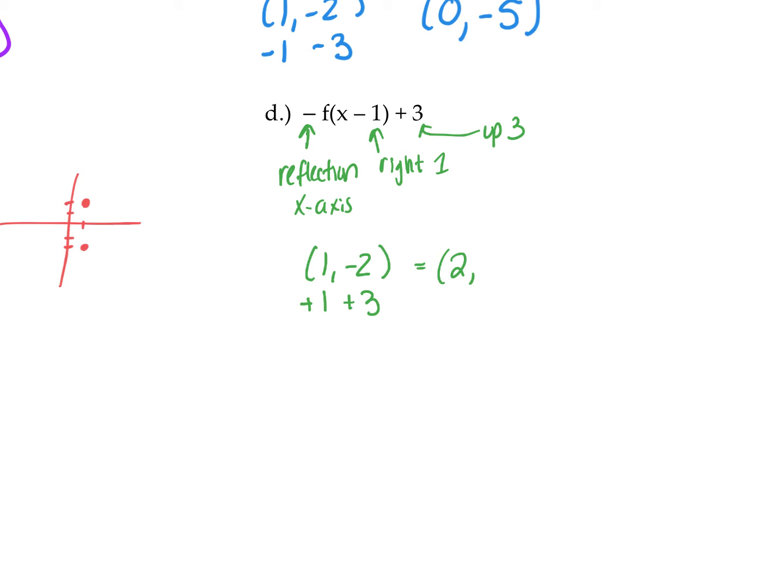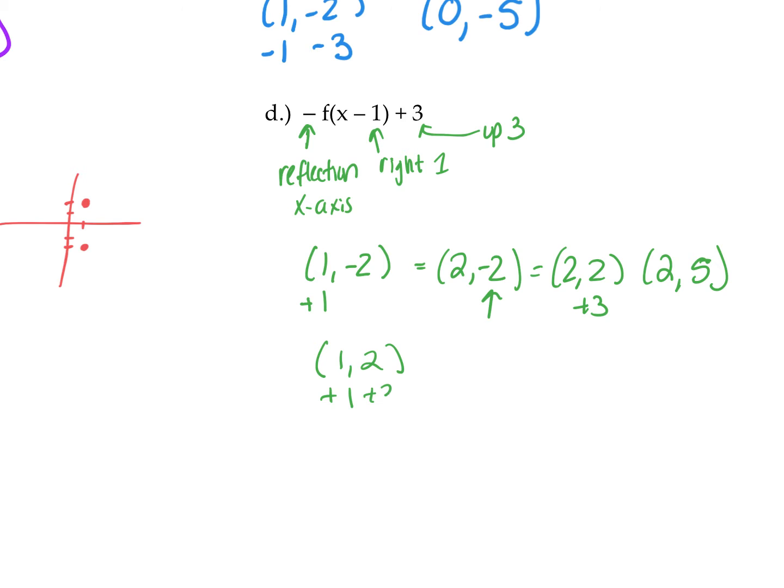Well, I want to do the reflection first, so I take that back. So if I just add the 1, I'd be at (2, -2). Then when I reflect it, I'd be at (2, positive 2). Then I would shift it up 3, so (2, 5). You could have also reflected it first, so it'd have been (1, 2), then do the right 1, up 3. So I'd be at (2, 5). You want to make sure you do the reflection though.